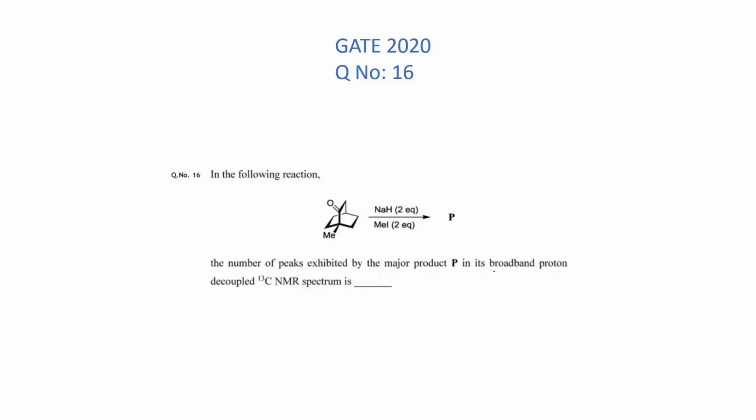The meaning of broadband proton decoupled spectra is basically this: we all know that carbon is normally attached to hydrogen. 13C is NMR active and 1H is also NMR active, right? So there is a possibility of coupling. But in this particular experiment, that coupling will not occur, and each type of 13C will show only one peak. The number of peaks here basically means how many different types of carbon are there in the particular product.